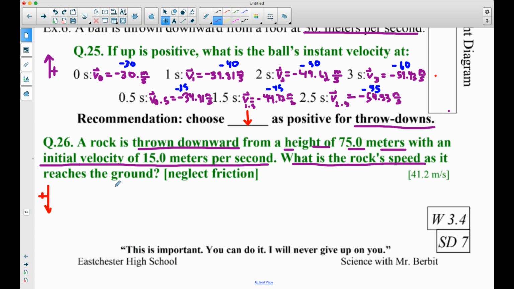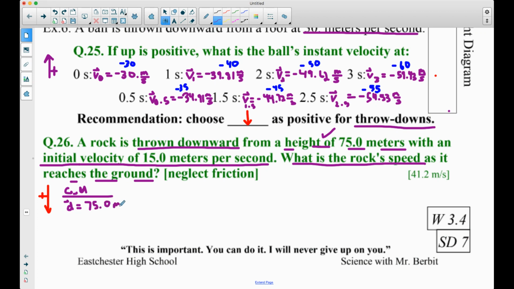What is the rock's speed? There's a given. As it reaches the ground. When you see reaches the ground, the height now became a proper given, because that height matches the displacement. Of course, the displacement has direction. The height does not. Givens with units. Okay, so the height is the displacement. The displacement is downward, what we call down positive. So this is good. We got 75.0 meters downward, which is positive.